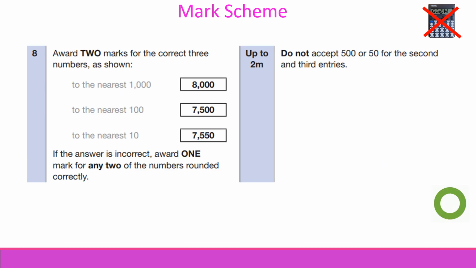The mark scheme on this question shows there are 2M, which means 2 marks for getting the correct answers, which are in the boxes here as shown. If the answer is correct, award 1 mark for any 2 of the answers being done correctly. So if you get 2 of these done correctly, you will get 1 mark.